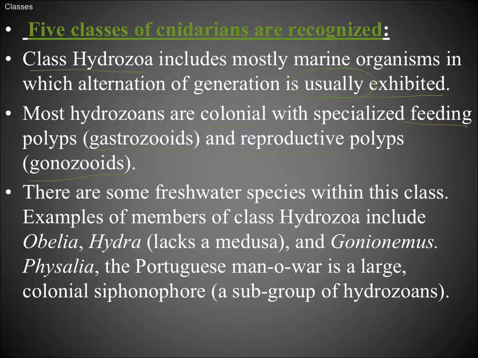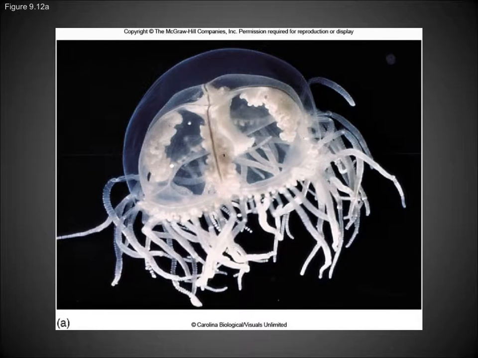There are some freshwater species within this class. There are a few examples like the obelia, the hydra. Now the hydra is special because it does lack a medusa stage, and the hydra is what we're going to have in class on Friday to have a lab with. And then we also have an organism called the Gonionemus. Now the Portuguese man o' war, which some of you may be familiar with, actually is a colonial siphonophore. So it is not a jellyfish. It's actually a subgroup here of the hydrozoans. This picture here is a picture of a medusa stage of a Gonionemus.